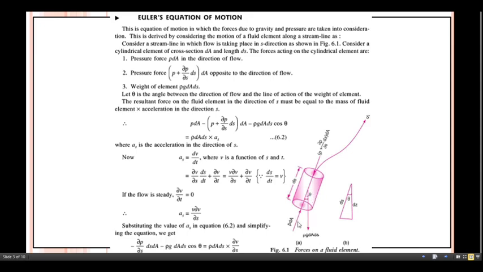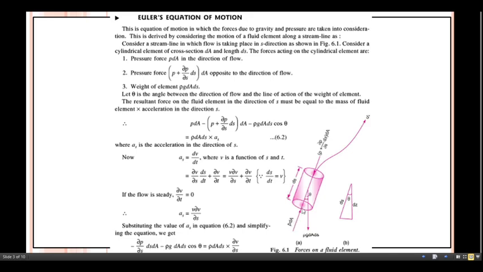The resultant force on the fluid element in the direction s must be equal to the mass of the fluid element multiplied by the acceleration in the direction s. So the pressure force in the direction of the flow is P dA. Now if I consider the components of this weight element along this line and perpendicular to it, we get the cos component and the sin component of this element.